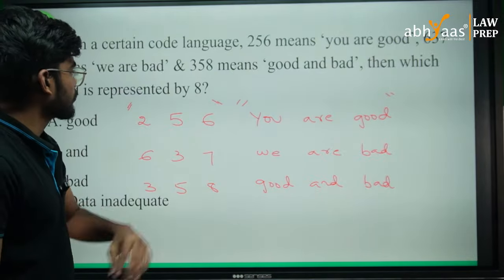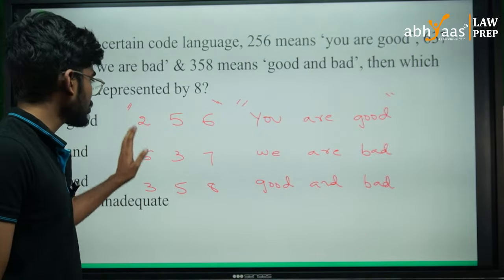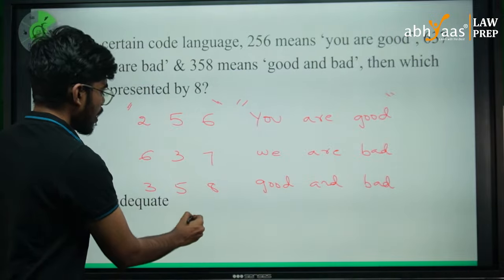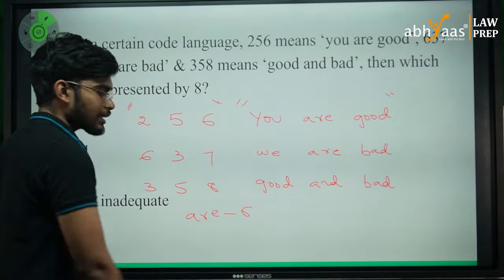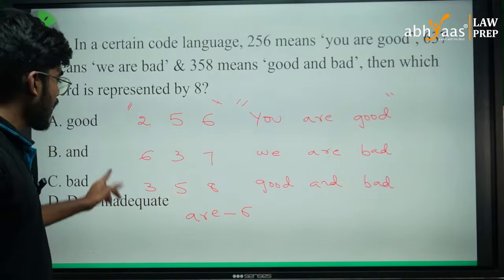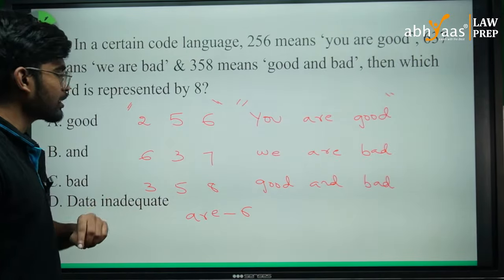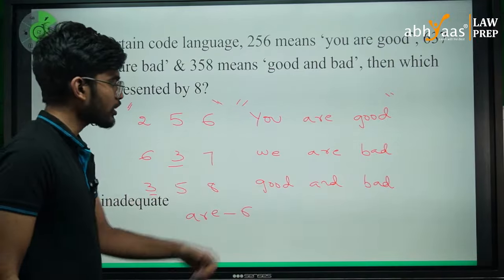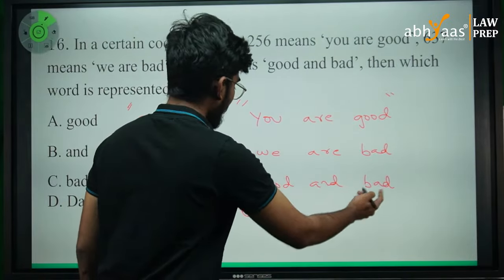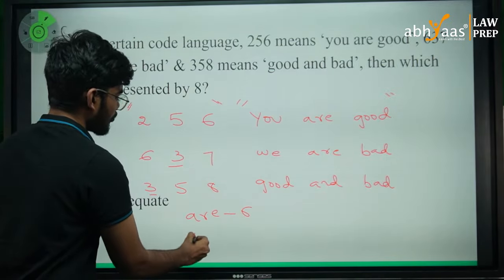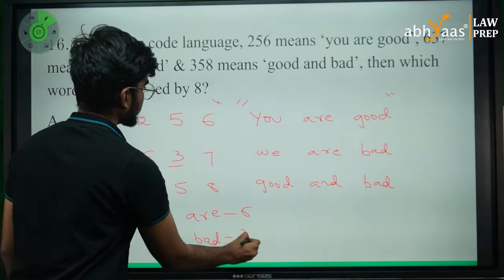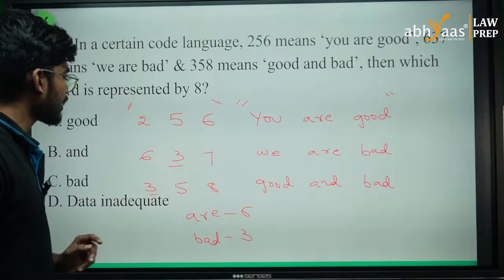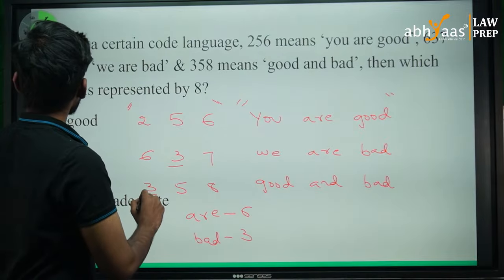256, you are good. What is common in the first two things? 6 is common. And what is the common word? R is common. So in this coding language, R means 6. And the next one, 637 and 358: in between 2 and 3, 3 is common, right? What is the common word? We are bad, good and bad. So 3 means bad. Here they asked for the representation of 8.